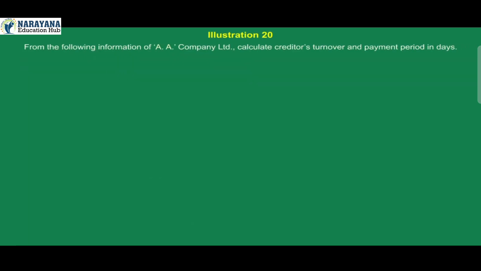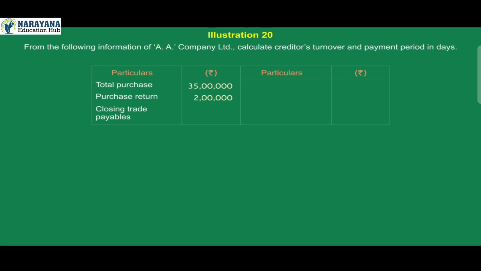Illustration 20. From the following information of AA Company Limited, calculate creditors turnover and payment period in days. Particulars: rupees. Total purchase 35 lakh. Purchase return 2 lakh. Closing trade payables 4 lakh 60,000. Cash purchase 3 lakh. Opening trade payables 5 lakh 40,000.